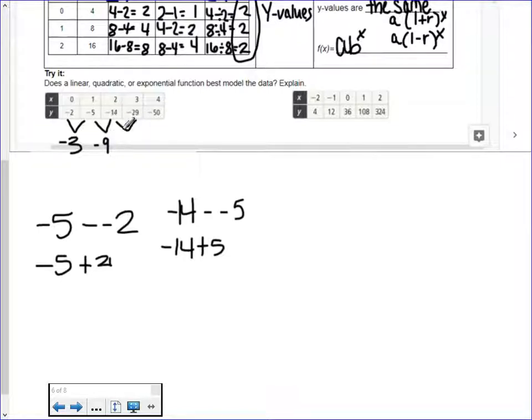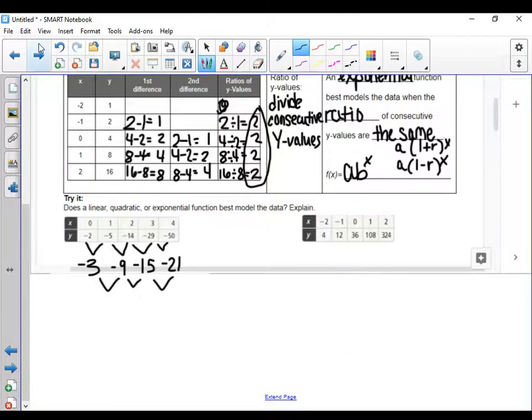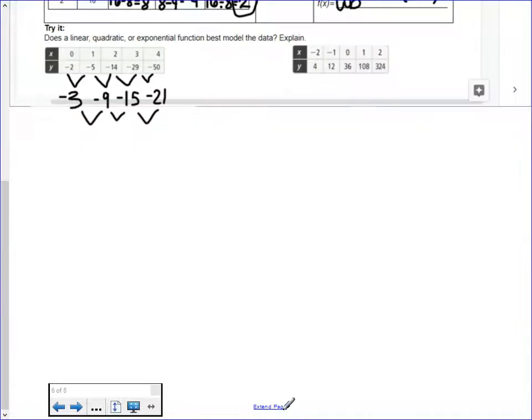Now I'm looking at -29 and -14. So -29 minus -14 would be -29 plus 14. And lastly, -50 plus 29. -21. So what I can tell you right off the bat is it's not linear, because if it were linear, we would have got the same thing for all of these numbers right here. So I know it's not linear. We're going to do it again, and we're going to see, do we get the same numbers? I'm going to erase all that work so it doesn't get confusing. That was the first difference. Now we're going to find the second difference.